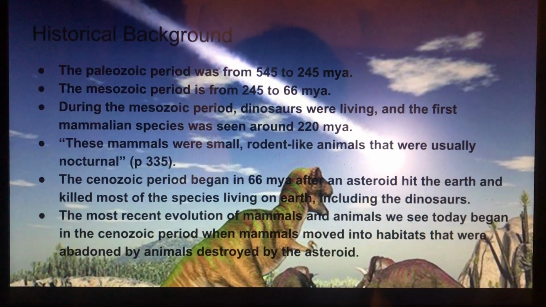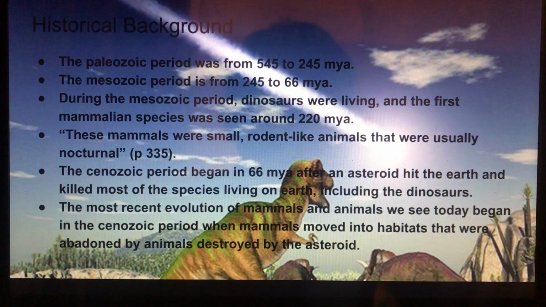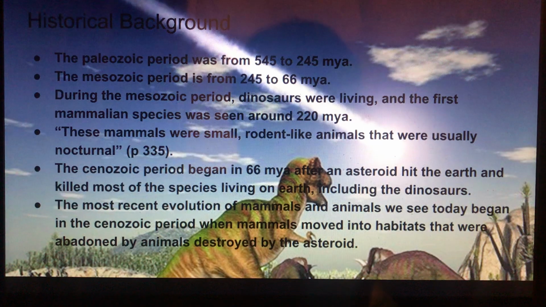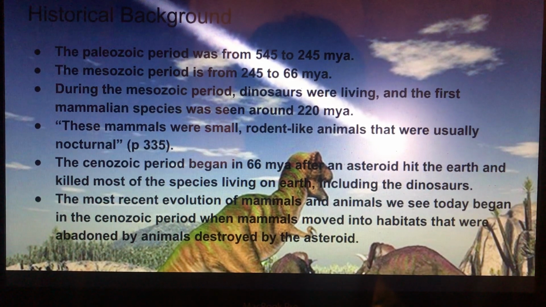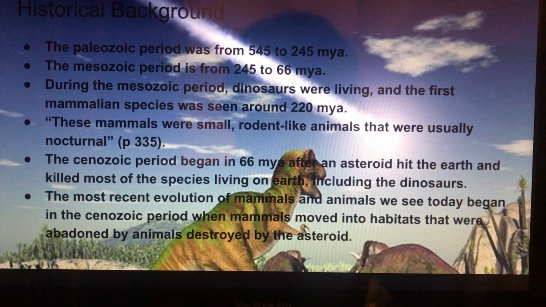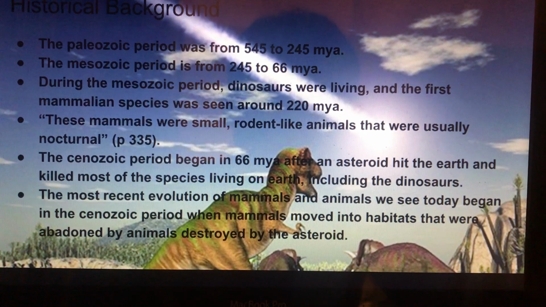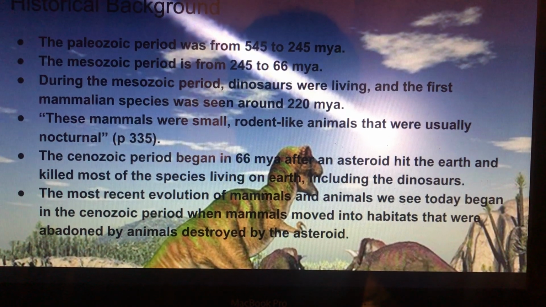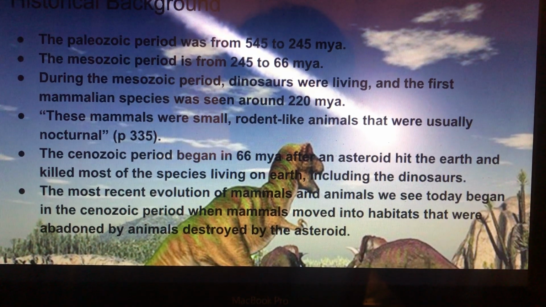The historical background. The Paleozoic period was from 545 to 245 MYA. The Mesozoic period is from 245 to 66 MYA. During the Mesozoic period, dinosaurs were living and the first mammalian species was seen around 220 MYA. These mammals were small, rodent-like animals that were usually nocturnal.